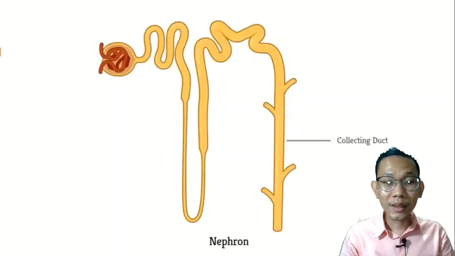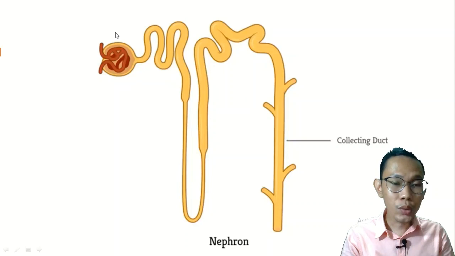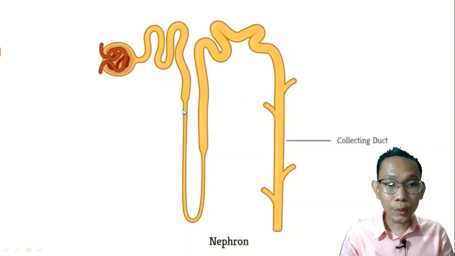So this is the basic unit of your kidney, which is your nephron. To review the anatomical parts of your nephron, this is your glomerulus, this is your proximal convoluted tubule, this is your descending loop of Henle, the thin ascending loop of Henle, the thick ascending loop of Henle, the early distal convoluted tubule, and the late distal convoluted tubule, and then your collecting duct.